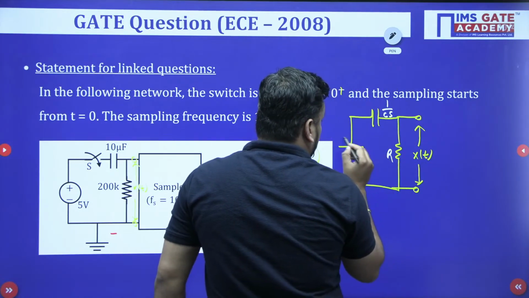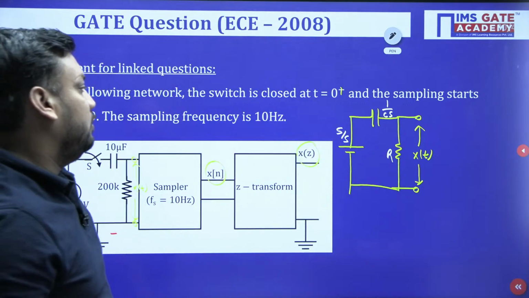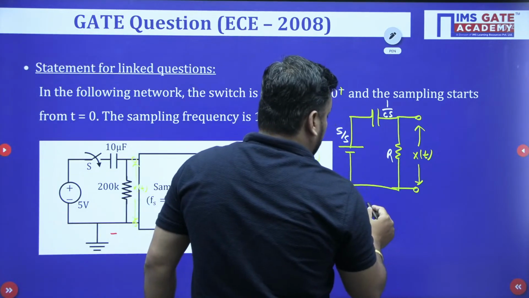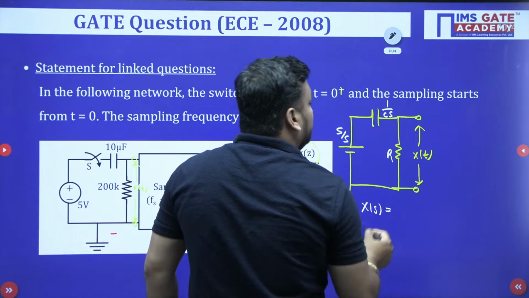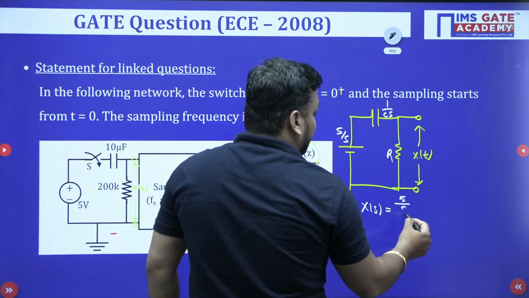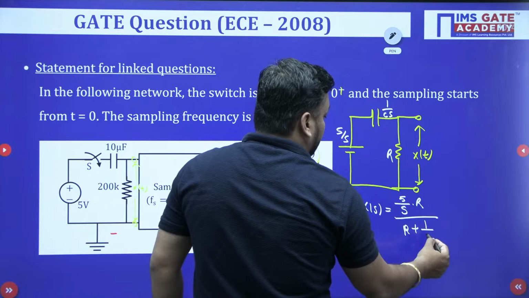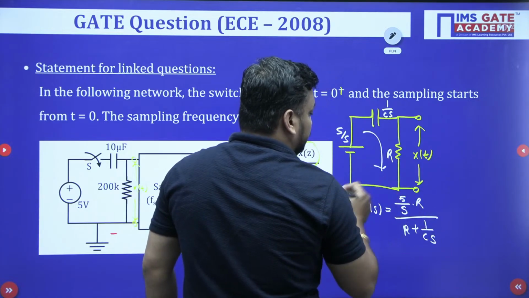And if I take the Laplace of the input, then it is nothing but 5 by S. 5 volts, so 5 by S, yes. I am looking for x of t. First of all, I am looking for x of S. So the voltage division rule says 5 by S into R upon R plus 1 upon Cs, because it is in cascade.